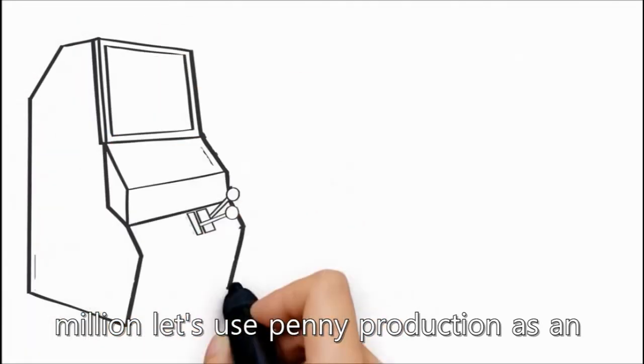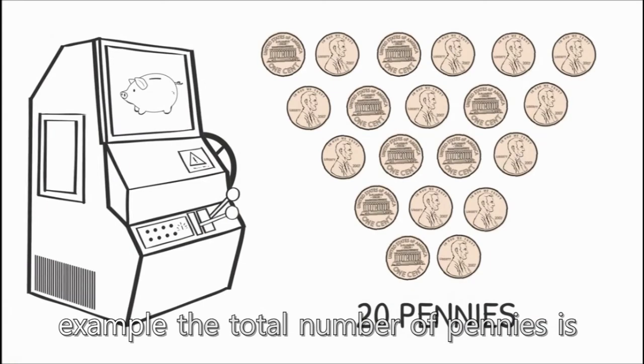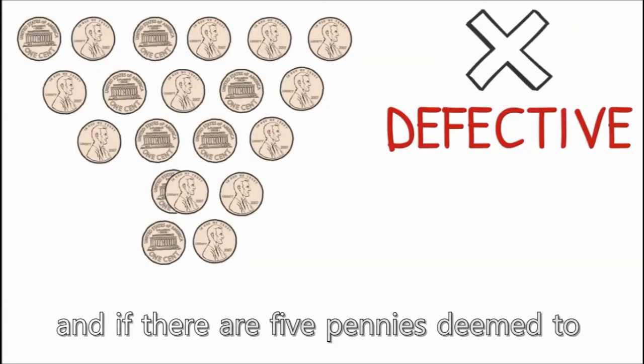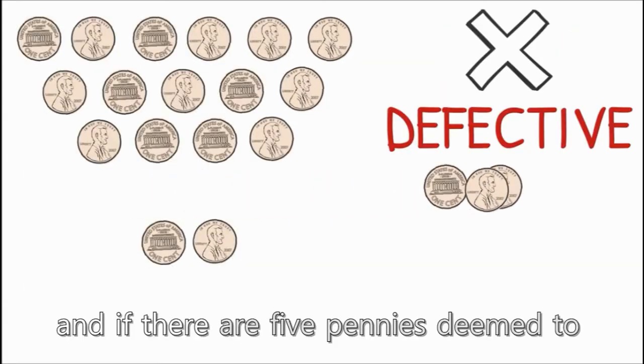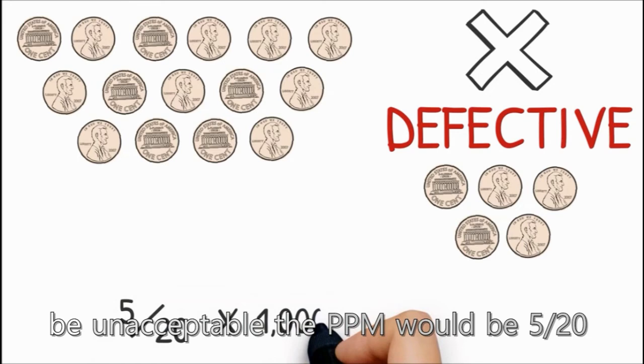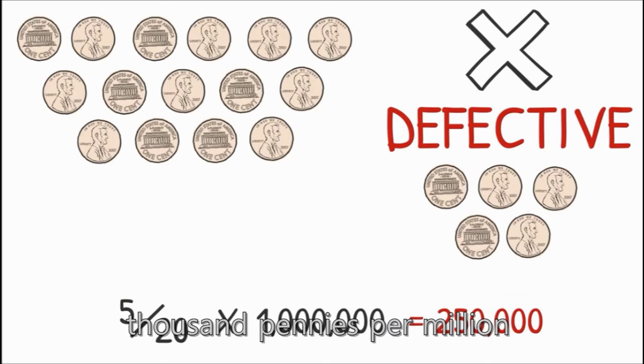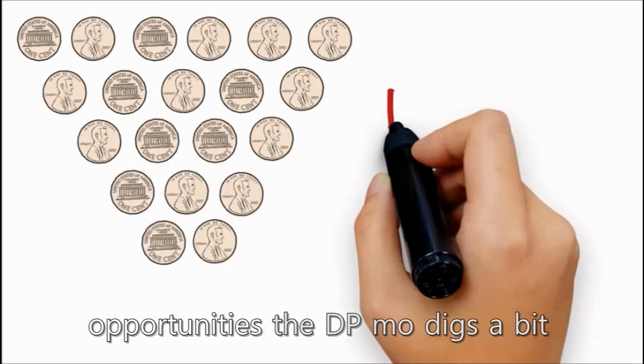Let's use penny production as an example. The total number of pennies is 20, and if there are 5 pennies deemed to be unacceptable, the ppm would be 5 divided by 20 times 1 million, which comes to 250,000 pennies per million.